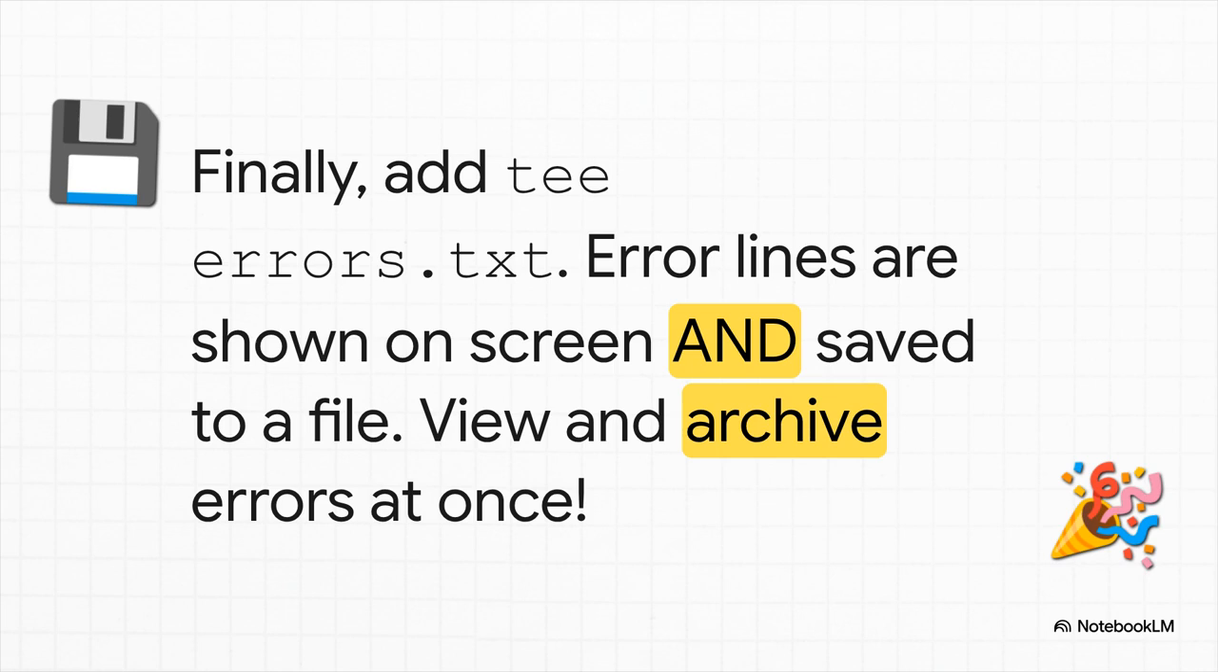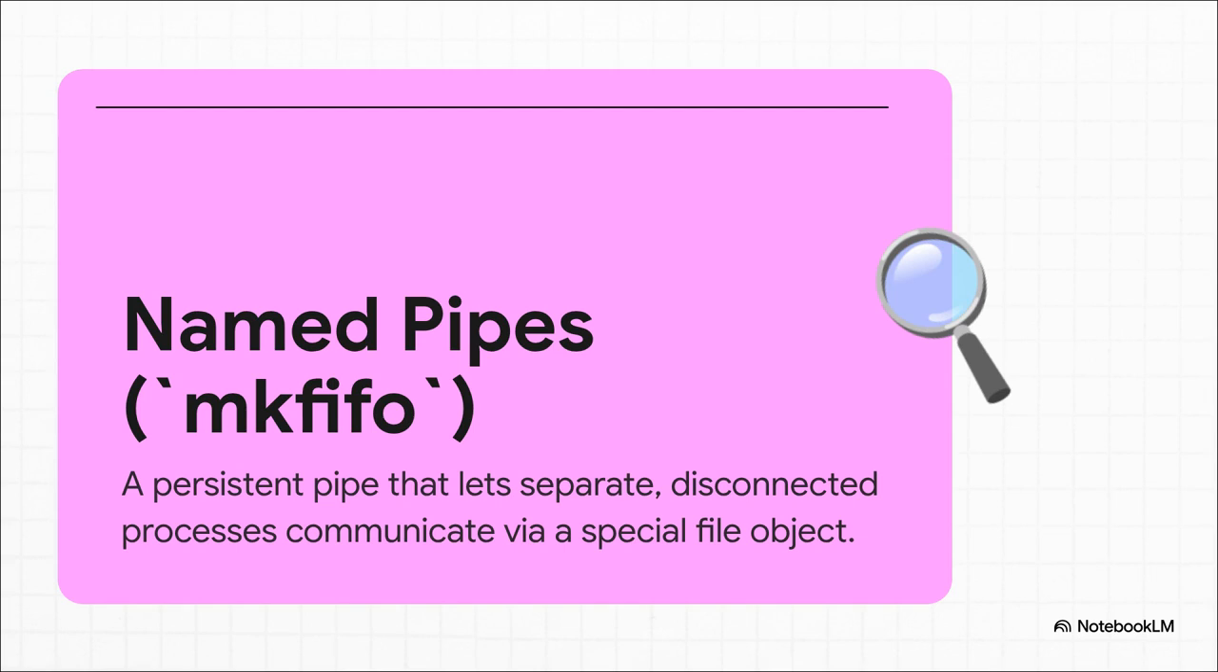That's automation. Now there's a more advanced version of this called a named pipe. While the pipes we've been using are totally temporary and exist only in memory, a named pipe is a special kind of file that sticks around and lets completely separate programs talk to each other.